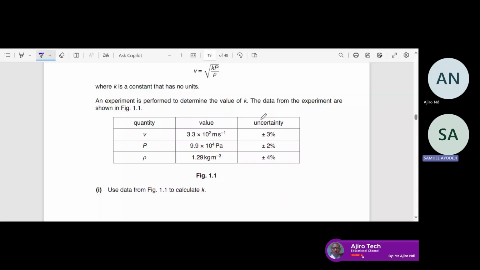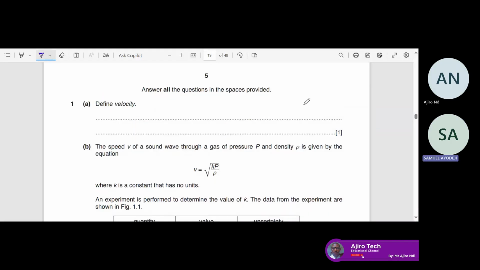Okay, picking up from here: define velocity. What is velocity? You can just say velocity is displacement over time, the rate of change of displacement, or you can write it like this. It's accepted.